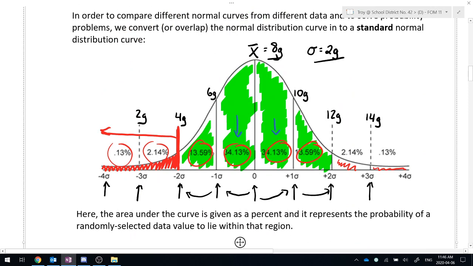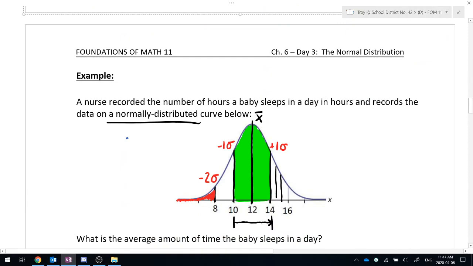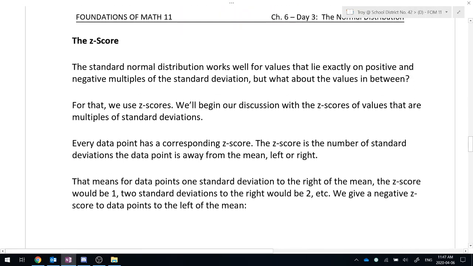Because if we look here, this diagram doesn't give us the percentage of the area for the values between one whole standard deviation at a time. It just tells us the exact whole number standard deviation. So what happens when we get values between those? That's what we're going to take a look at today. That's what the z-score is. Okay, so let's take a look here.